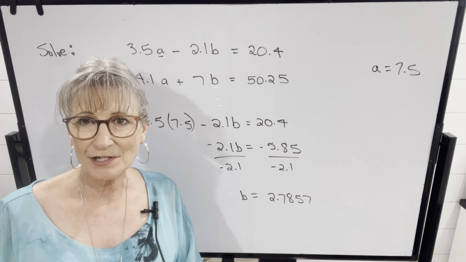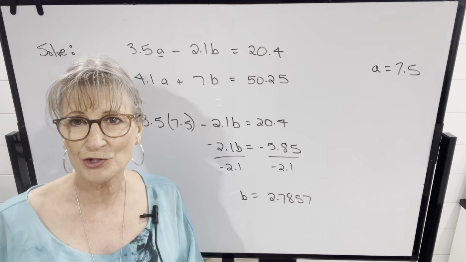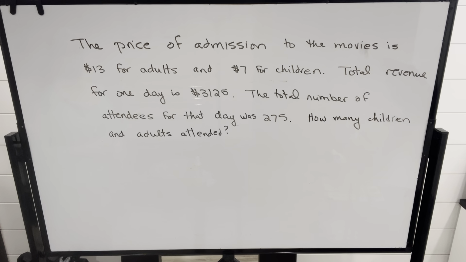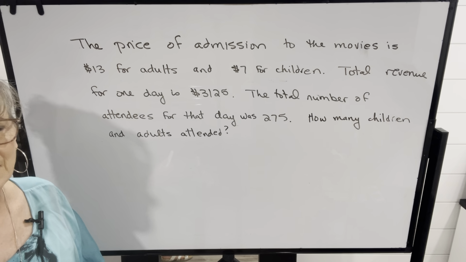Let's take a look at a practical application of where you might have two equations and two unknowns and you're asked to solve it. So the question says the price of admission to the movies is $13 for adults and $7 for children. The total revenue for one day is $3,125. The total number of attendees for that day was 275. How many children and how many adults attended?